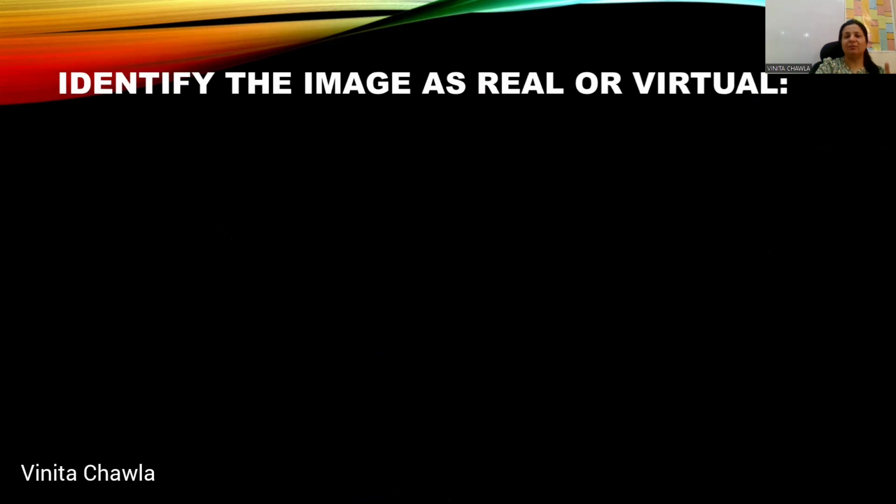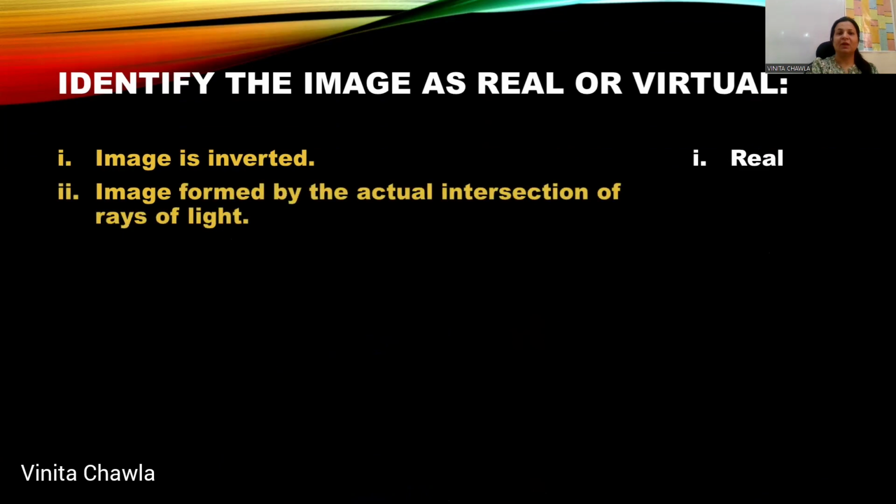Now you have to identify the image as real or virtual. You'll give the answer now. The image is inverted. Is it real or virtual? Real images are inverted, so it's a real image. It is upside down. The image is formed by the actual intersection of rays of light. Actual intersection is real. Apparent intersection is virtual. When rays actually meet at a point, then it is real. But when rays appear to meet at a point, then it is virtual.